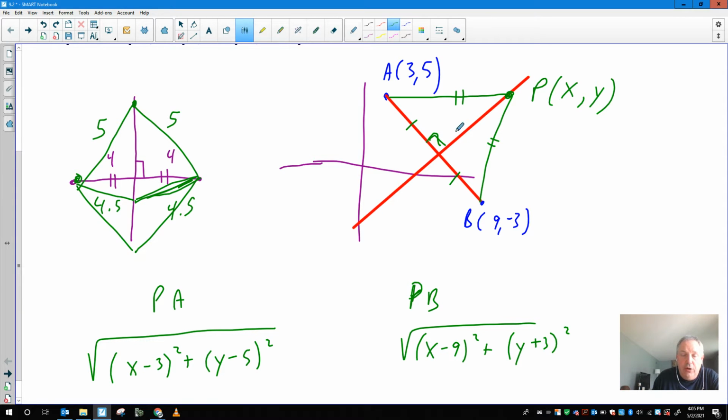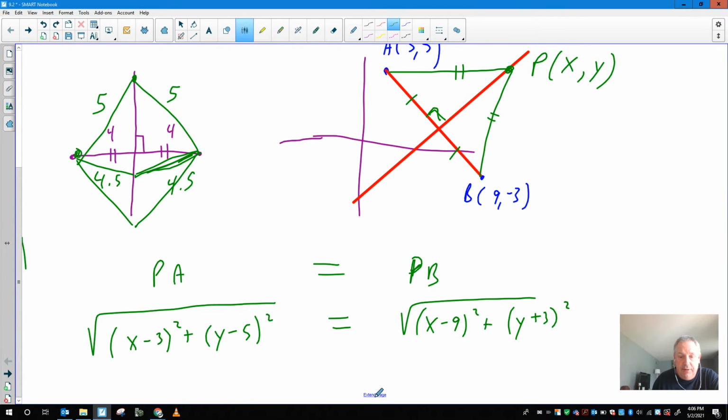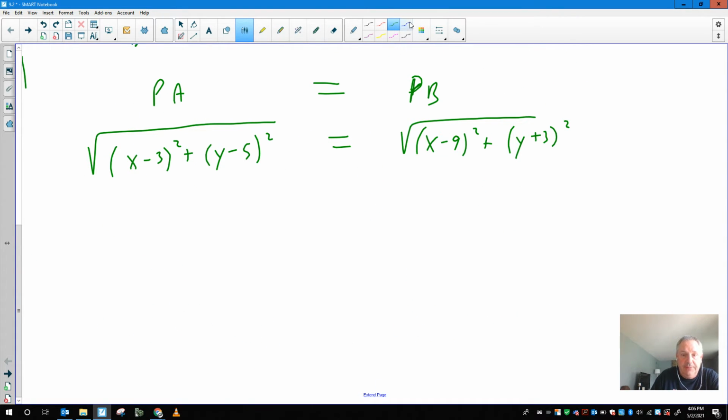Anytime you put a point on the perpendicular bisector, the distance from that point to the endpoints will be the same. If you draw a decent picture, it's going to be clear that those two distances are the same. So the distance from P to A has to equal the distance from P to B. Now I just want to simplify this equation as far as I can. Hopefully you see that you would just square both sides to get rid of the radical symbol.